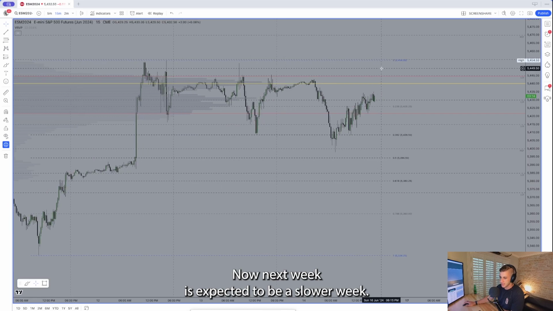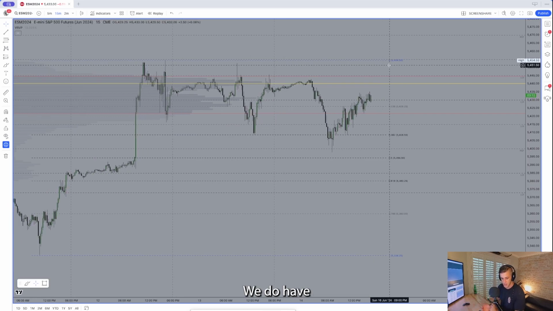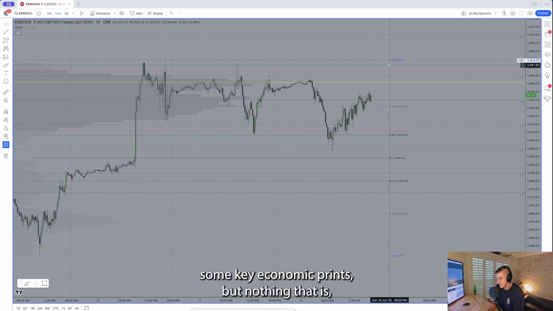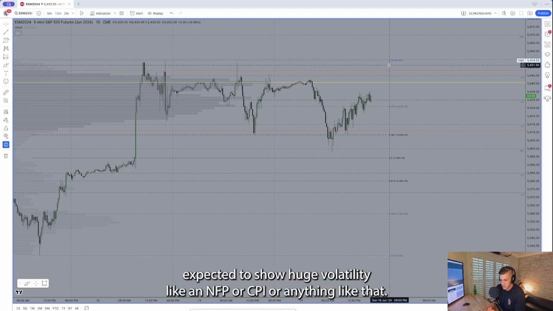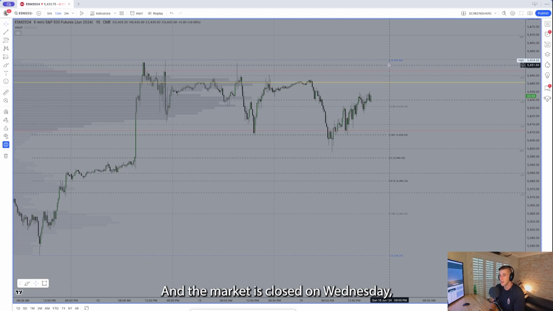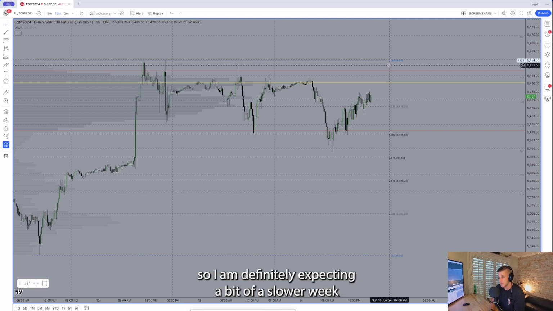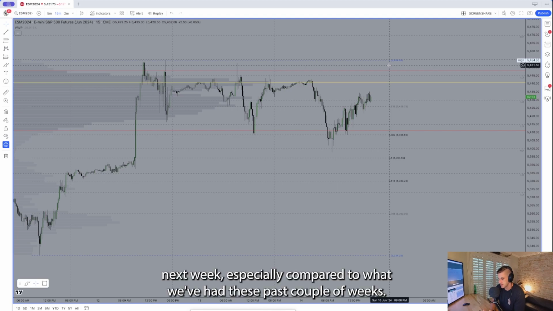Now, next week is expected to be a slower week. We do have some key economic prints, but nothing that is expected to show huge volatility like an NFP or a CPI or anything like that. And the market is closed on Wednesday. So I am definitely expecting a bit of a slower week next week, especially compared to what we've had these past couple of weeks.